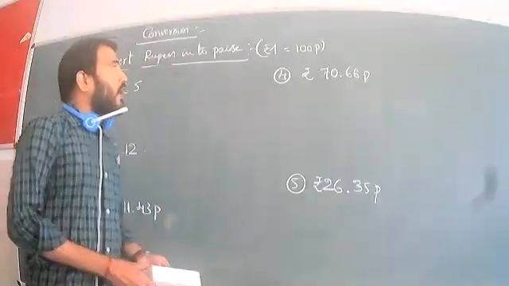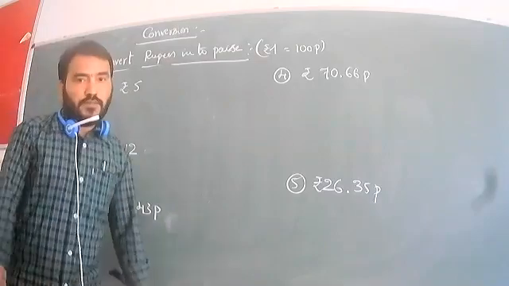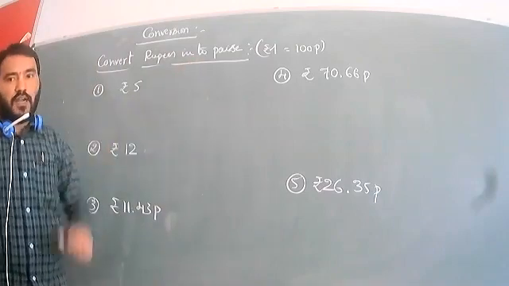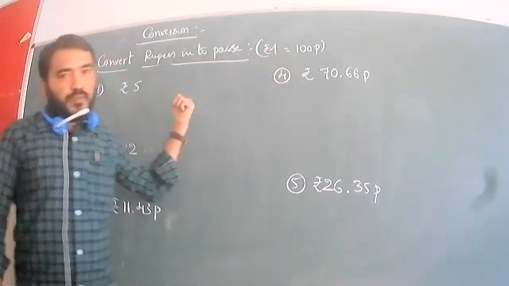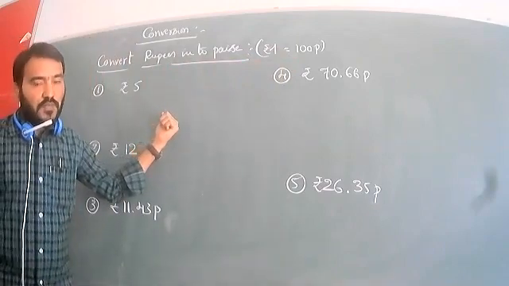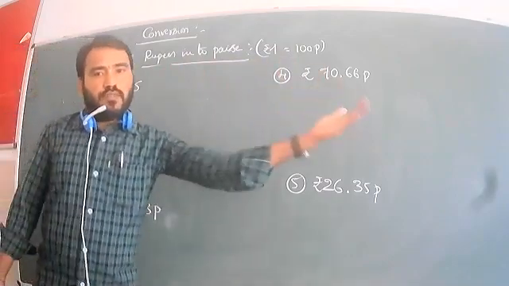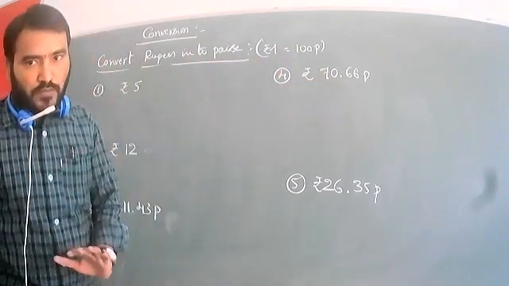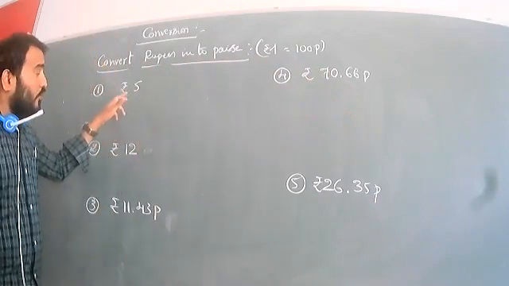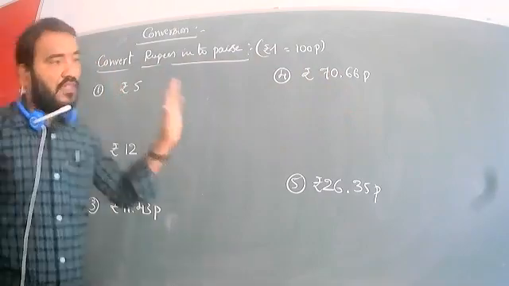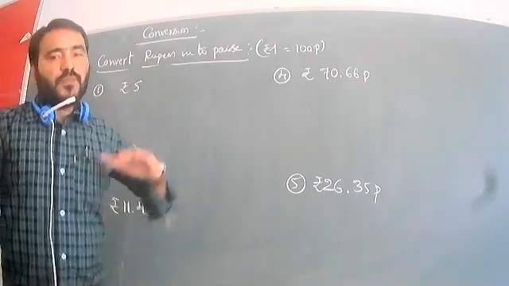Okay students, now I have written conversion: convert rupees into paisa. We know that 1 rupee equals 100 paisa. What about 5 rupees? 5 rupees equals how much paisa? This is conversion from a bigger unit to a smaller unit. Rupees is the bigger unit and paisa is the smaller unit.